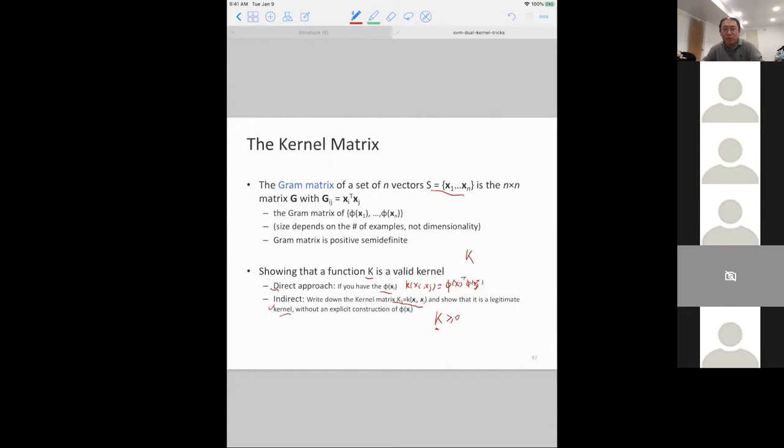Yeah, so that's why for complicated kernels, people usually use this indirect approach rather than the direct approach. But for some kernels, like the polynomial kernel, or the Gaussian kernel, the squared exponential kernel, you can construct the explicit mapping. The explicit mapping can even be infinite dimensional, but in most cases, you won't be able to find such a mapping.